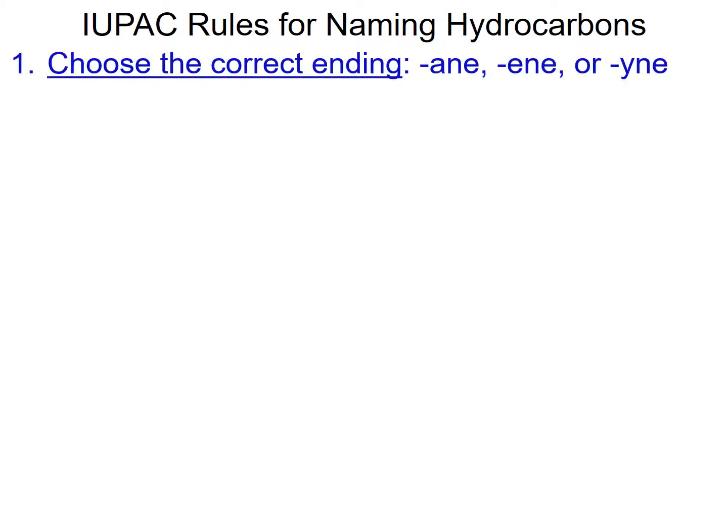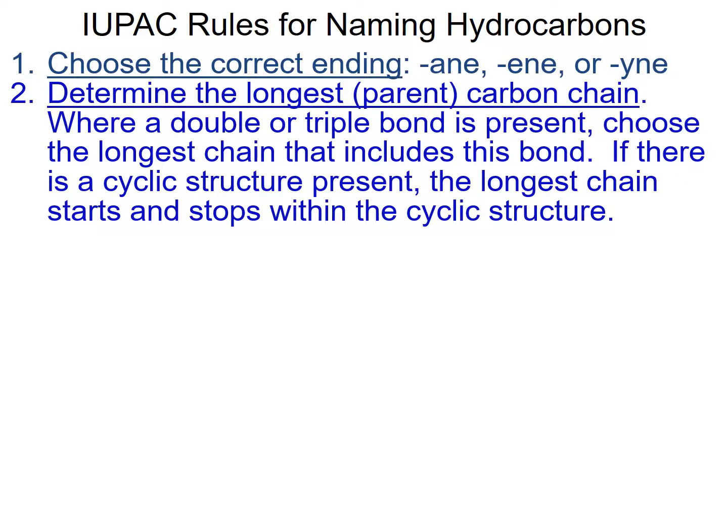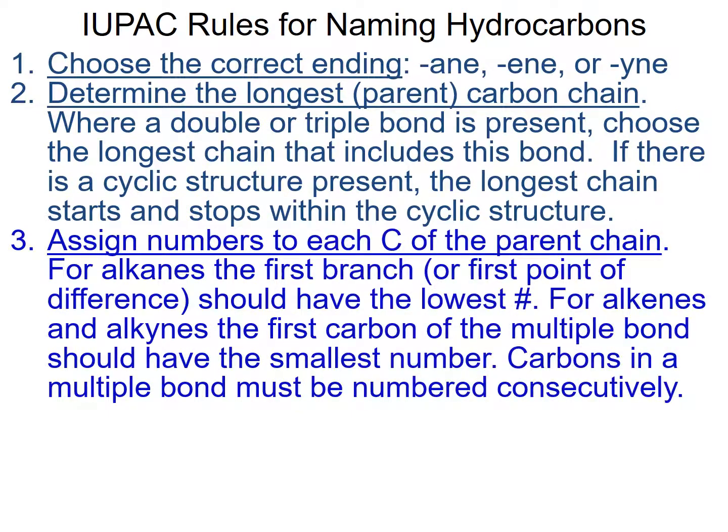So here's a summary of some of the IUPAC rules for naming hydrocarbons. First, you look it over and look for any double or triple bonds, and then you can pick out the ending. So we're going to kind of name it in reverse. You find the longest parent carbon chain. If there's a double or triple bond present, then that should be included in the chain. If there's a cyclic structure, then that gets priority over everything else. So the longest chain has to start or stop with the cyclic structure.